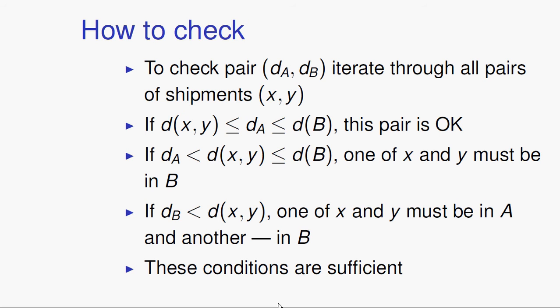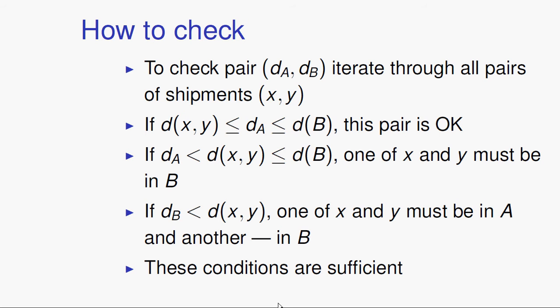The next case is when the distance between X and Y is already more than dA but still less than or equal to dB. In that case, at least one of shipments X and Y must be in B, because if both of them are in set A, then the disparity of set A will be at least d of xy, which is bigger than dA, and that breaks our conditions. But if one of X and Y is in B, then it's still okay, because the distance between them is less than the restriction on the disparity of B.